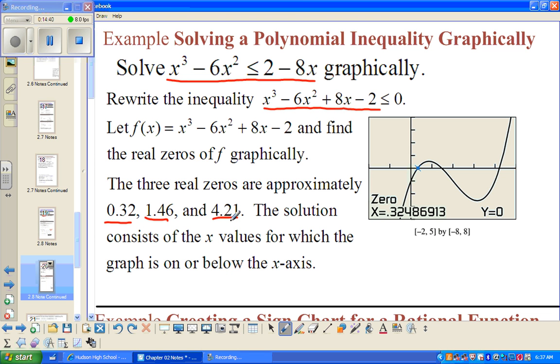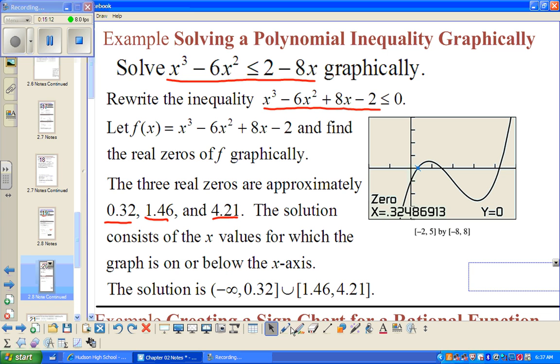So then the solution that you want is going to be, since the polynomial says less than or equal to 0, you want to include the zeros and then anything below the x-axis. So your solution will be any values from negative infinity to approximately 0.32, and then any values from 1.46 to approximately 4.21.